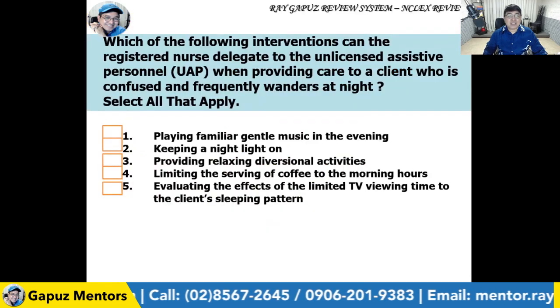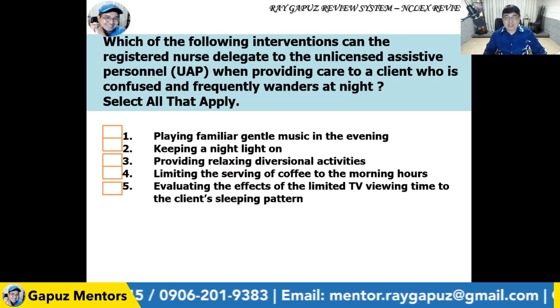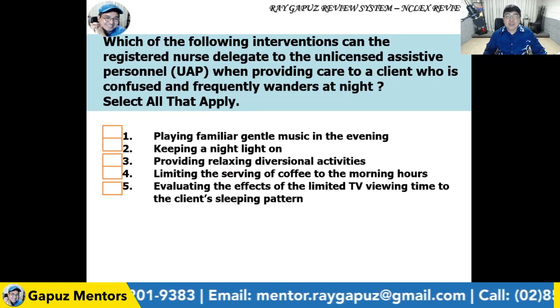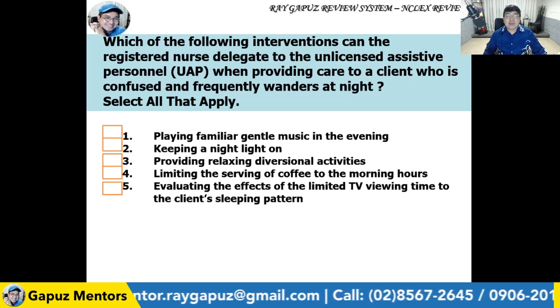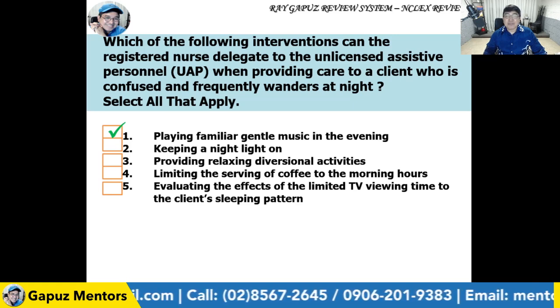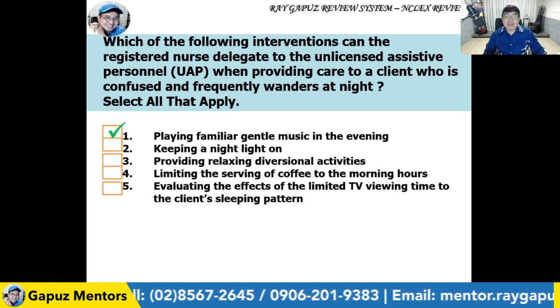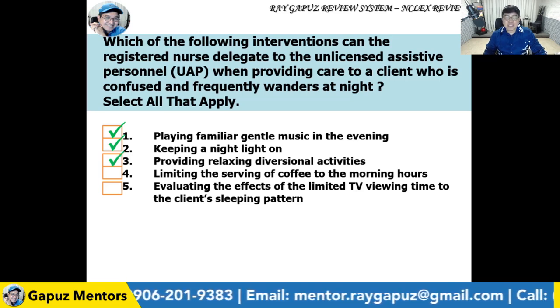Here we go. Let's answer a question. Which of the following interventions can the registered nurse delegate to the unlicensed assistive personnel when providing care to a client who is confused and frequently wanders at night? Playing familiar gentle music in the evening? Yes, this will help promote relaxation. Keeping a night light on? Yes, to promote safety.